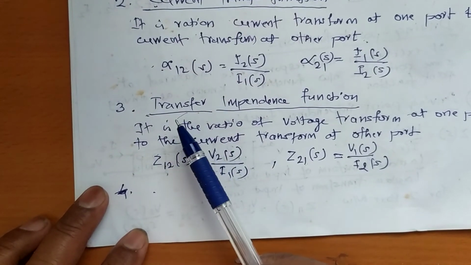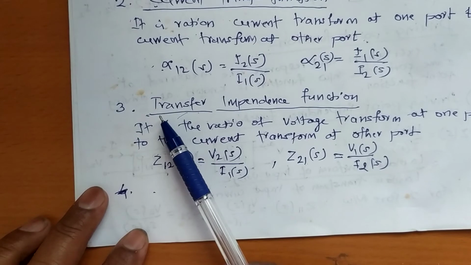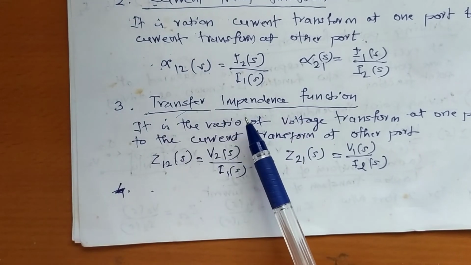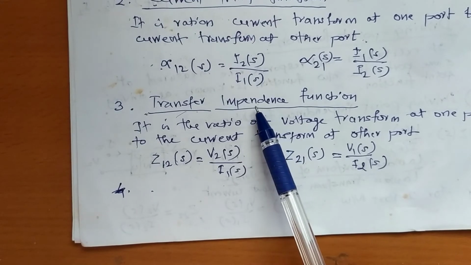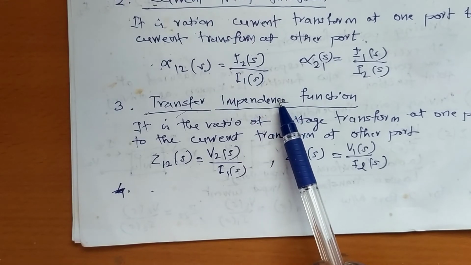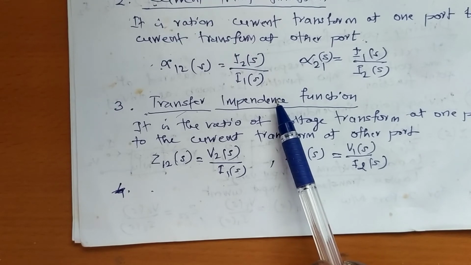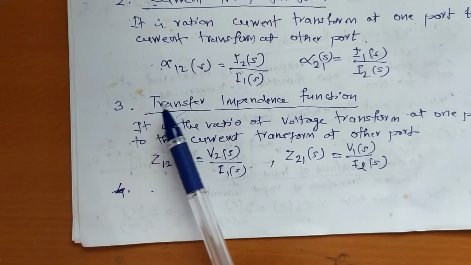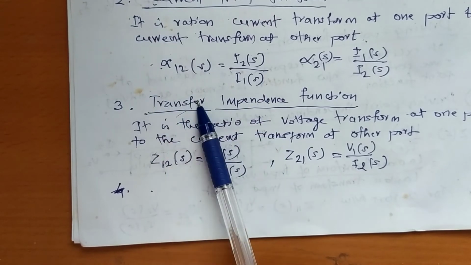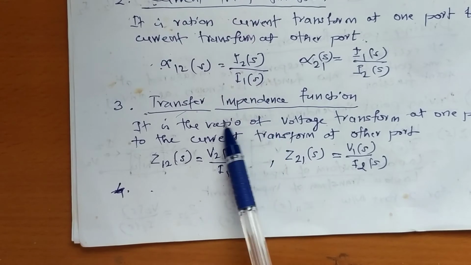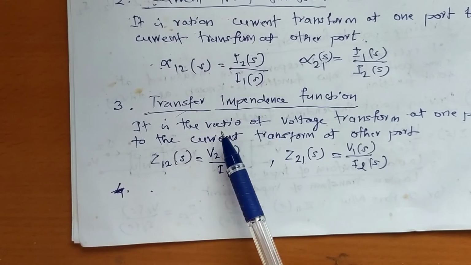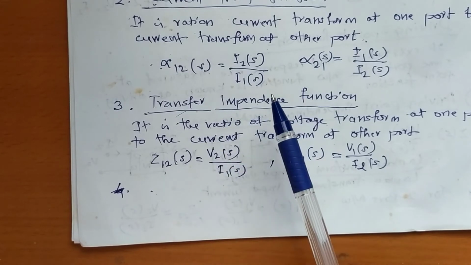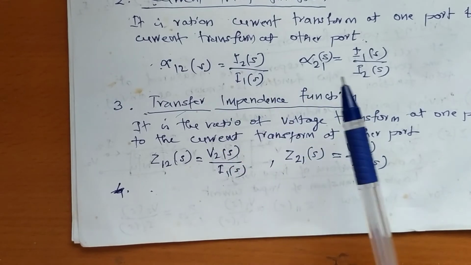Now coming to the third type. Its name is the transfer impedance function. By nature it is impedance, and when it is impedance in nature, it must be the ratio of voltage to current. But at the same time, it is not driving point impedance, it is transfer. No doubt this is the ratio of voltage to current, but the voltage must be taken at one port, and the other variable must be the current at the other port.